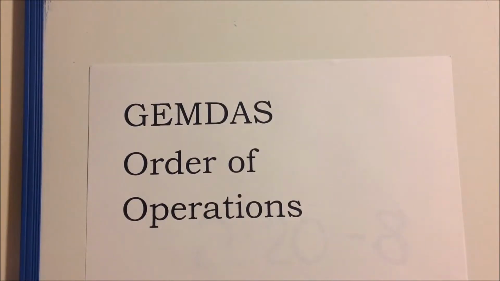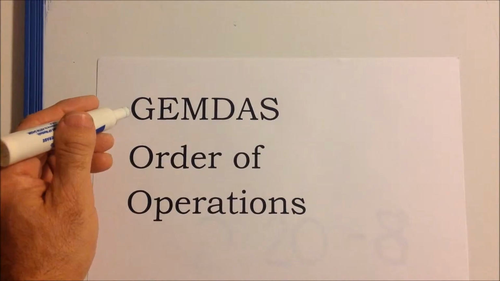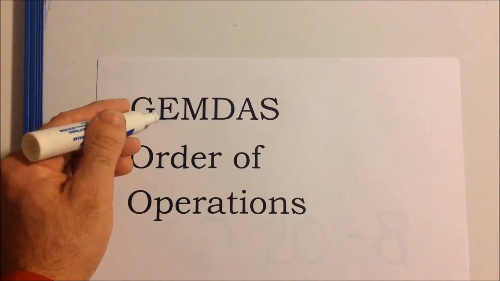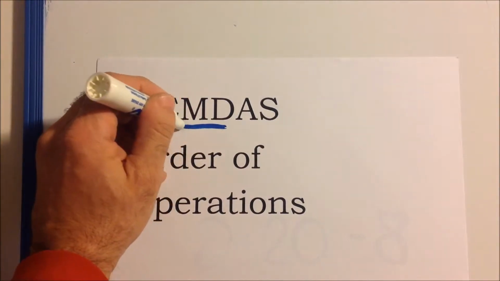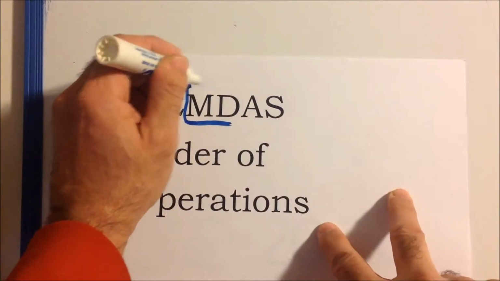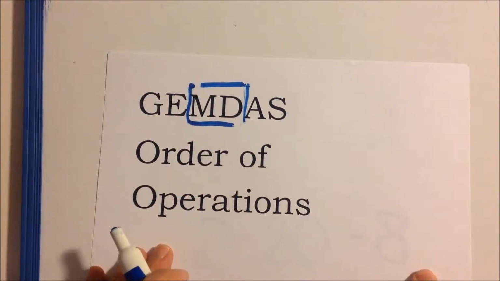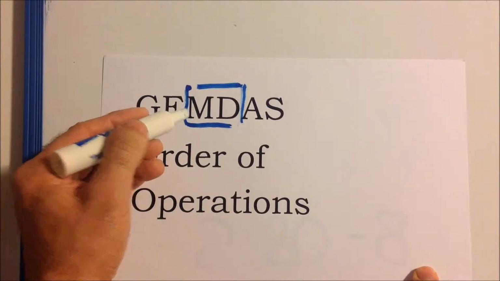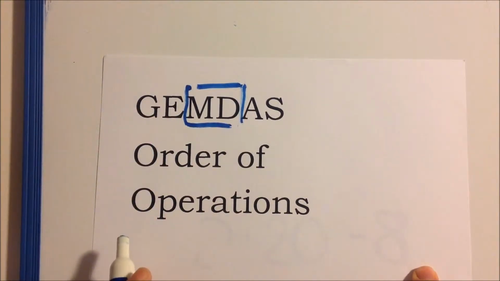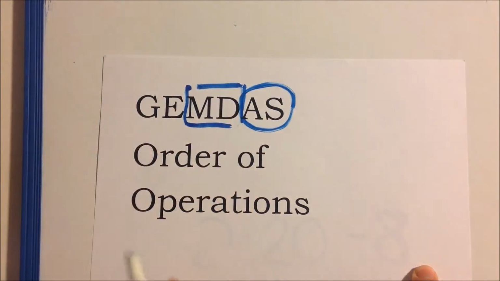Now, when we do the order of operations, we want to do grouping symbols first. Then we want to do exponents. Then we want to do either multiplication or division. It's very important that these two are together. Whatever you see first, you're going to do. If division comes first, do that. If multiplication comes first, do that. Same goes for addition and subtraction. They're together. Whatever you see first, do.